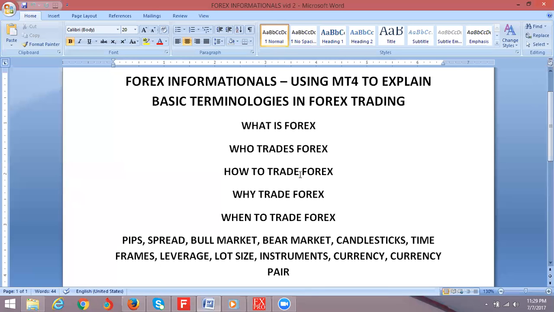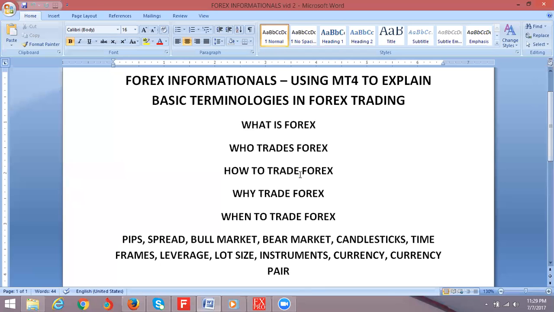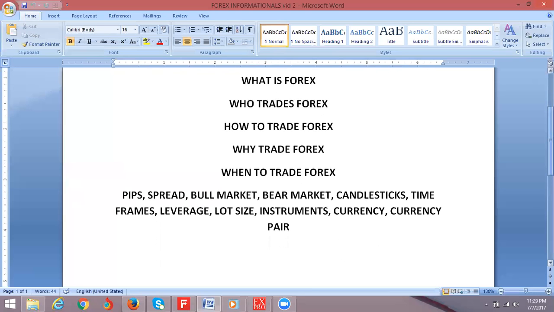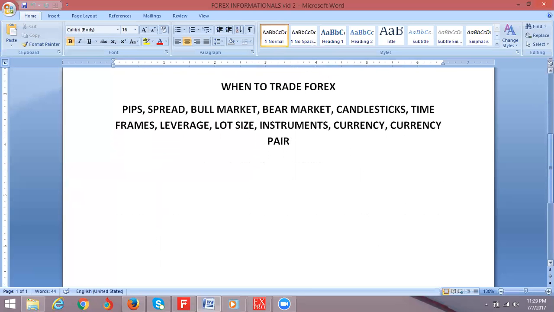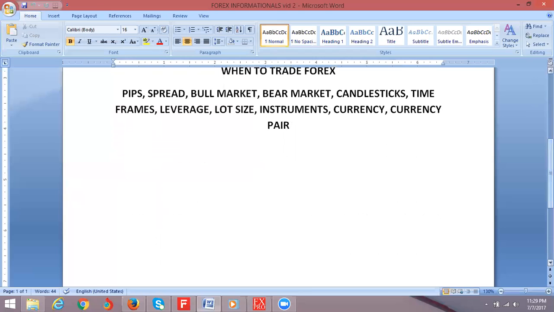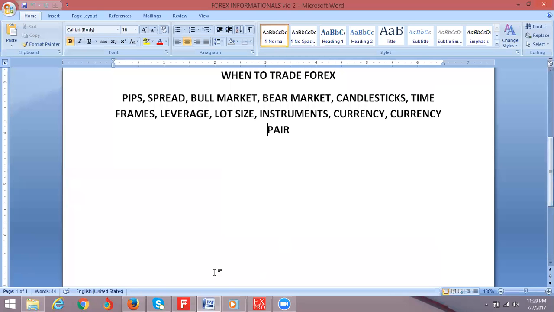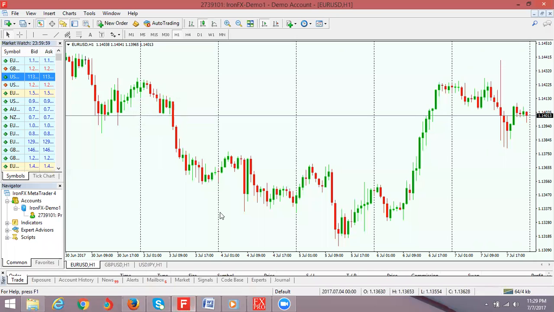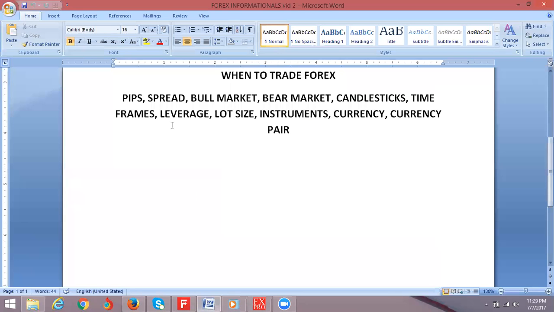It's okay. Yeah. So we come to look at the other terminologies like the pips, spread, the bull market, bear market, candlestick, time frames, leverage, lot size, instruments, currency pair. I've already talked about the pips. Yes, the pips. I mentioned it earlier on.